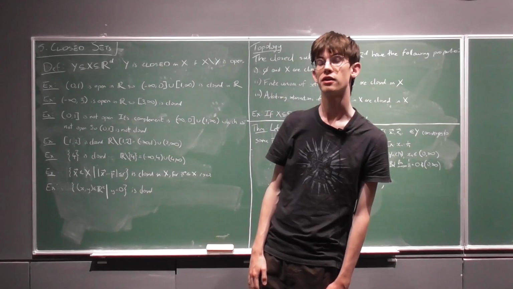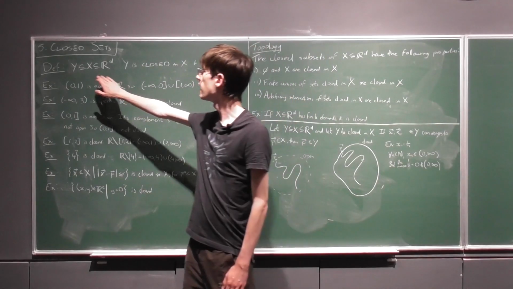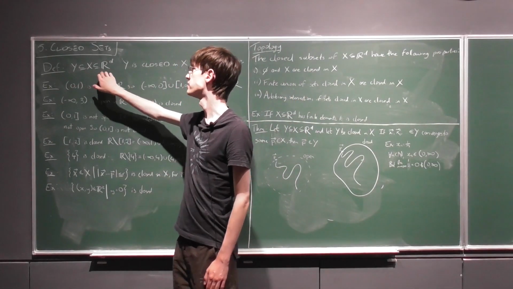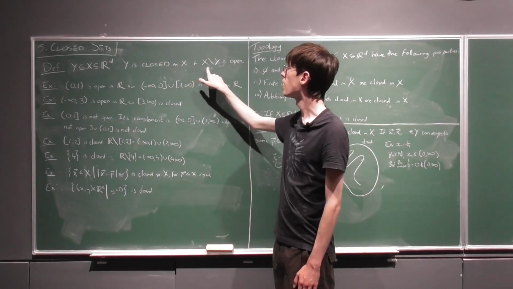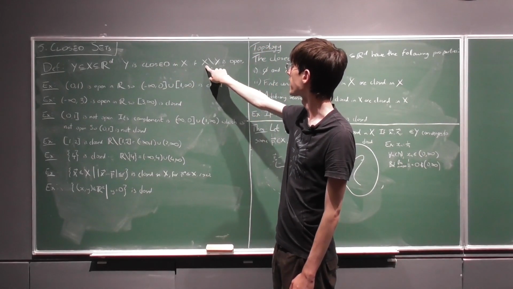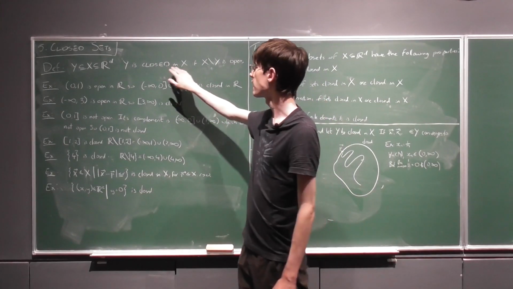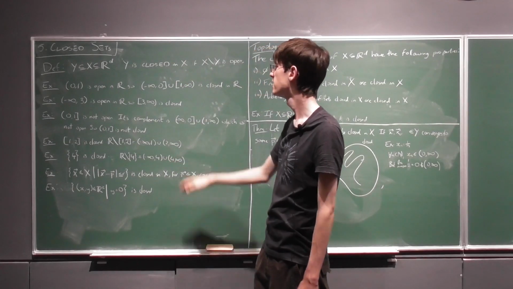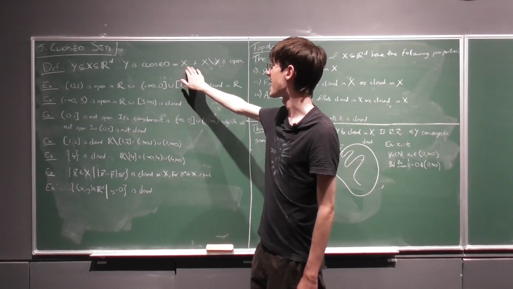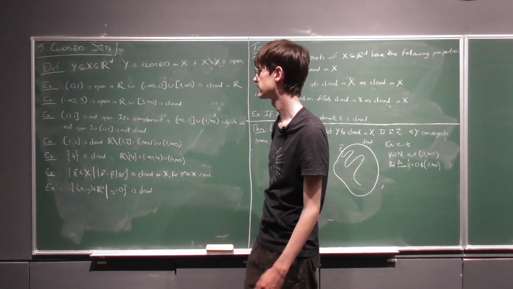Okay, so now we get on to defining closed sets. We say that Y in X in R^d is closed in X if the complement X less Y is open in X. For now, we can just define things as closed in X or open in X, because you can just replace X with R^d and then recover those definitions for the more general case.